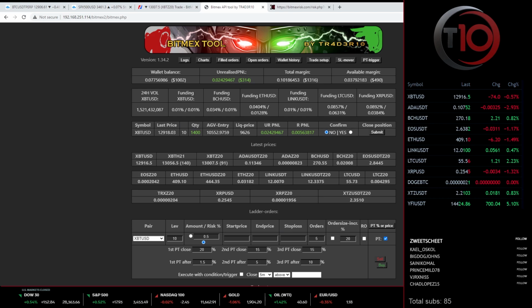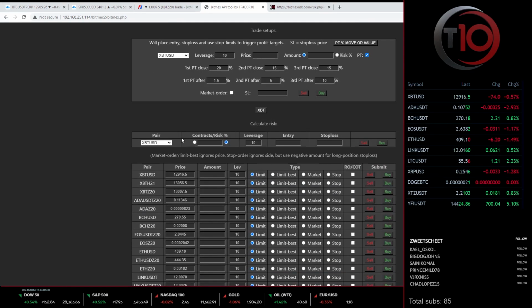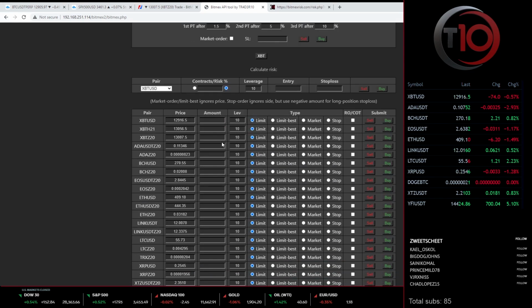Here you could close the position. You have some trade setups, which will do more or less the same as the ladder order. I might integrate this at some point, I don't know. And you could do some risk calculation. This one is quite useful, actually.